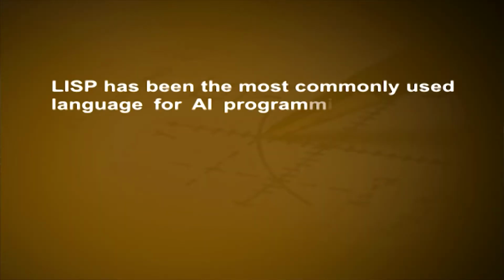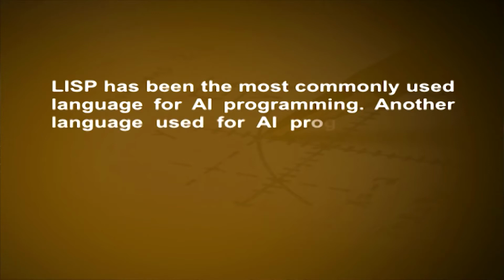It is not possible to give a very precise definition of an AI technique. AI programs are easier to build using languages that have been designed to support symbolic rather than numeric computation. Lisp has been the most commonly used language for AI programming. Another language used for AI programming is Prolog. When AI comes into the conventional programming world, AI systems are being written in general purpose programming languages like C.